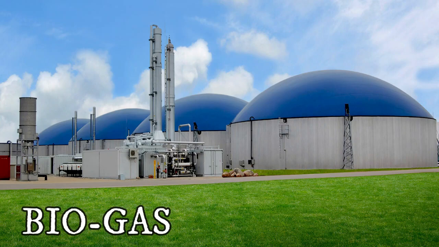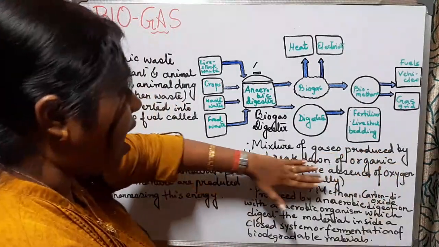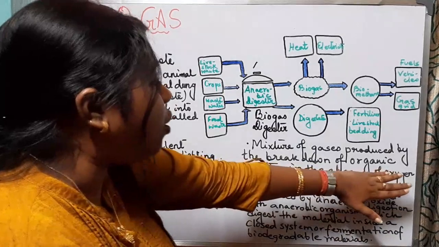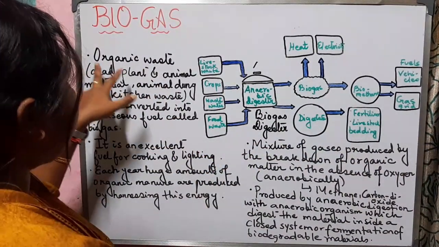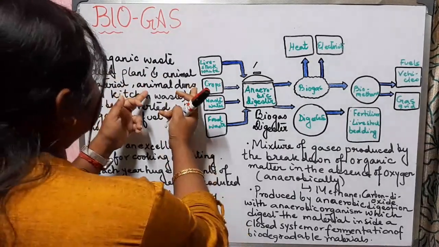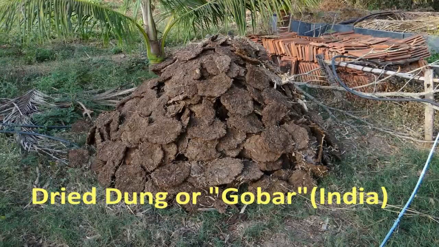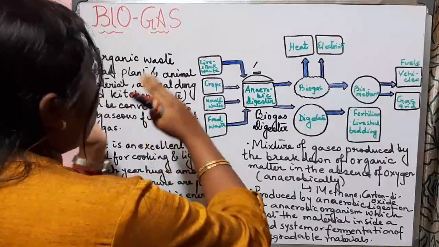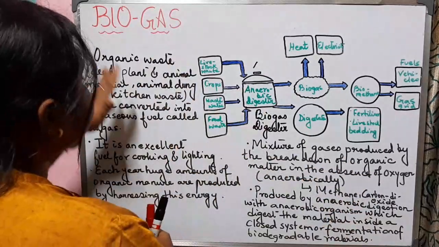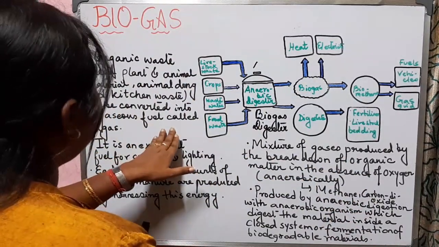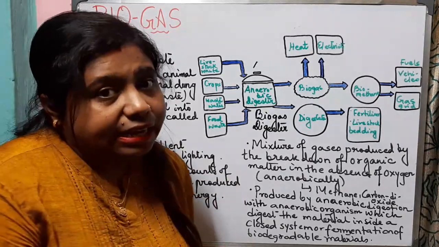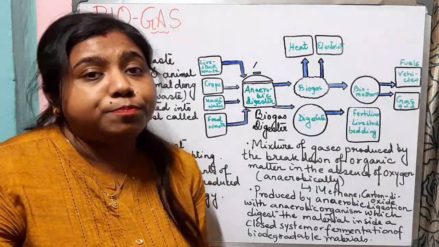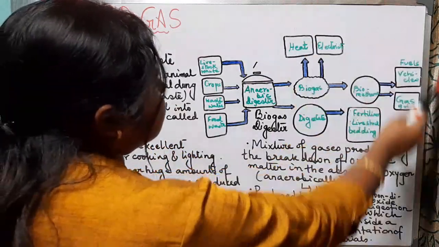Biogas is a mixture of gases produced by the breakdown of organic matter or organic waste, such as dead plant and animal material, animal dung like cow dung, and kitchen waste, rotten vegetable peels. And this organic waste or organic matter is converted into a gaseous fuel called biogas. Now, let us understand how we produce biogas with the help of this diagram.